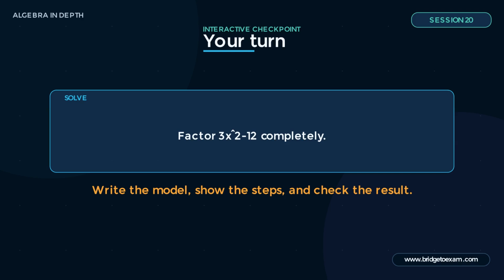Now it is your turn. Factor 3x² − 12 completely. Pause, write each algebra step, and use the next 6 seconds to finish your solution.